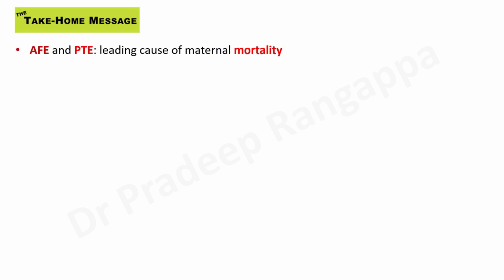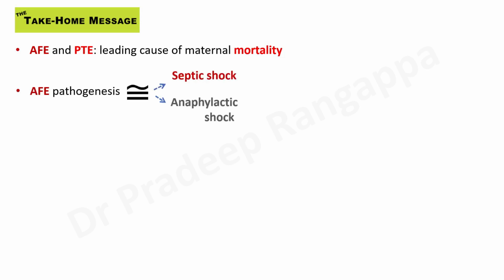So the take-home message at the end of this talk on AFE and PTE is that both are leading causes of maternal mortality. Amniotic fluid embolism pathogenesis, as I said, is very similar to septic shock and anaphylactic shock, where you have fetal antigens and toxins present in the maternal circulation that lead to a cytokine storm, which leads to respiratory complications like ARDS, vascular complications like hypotension and cardiovascular collapse, and coagulation activation leading to DIC. These are the three variants.